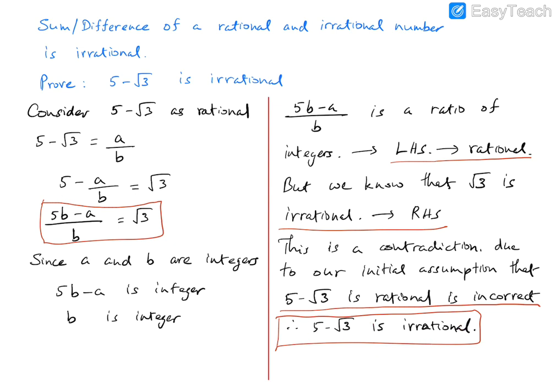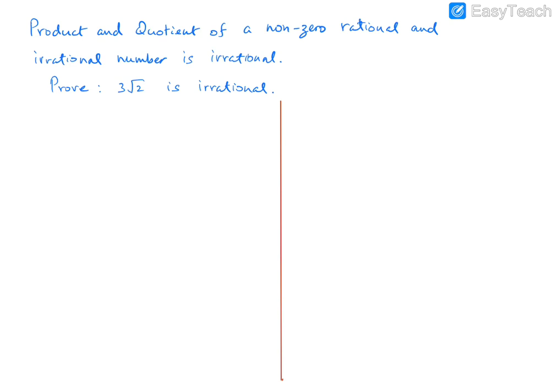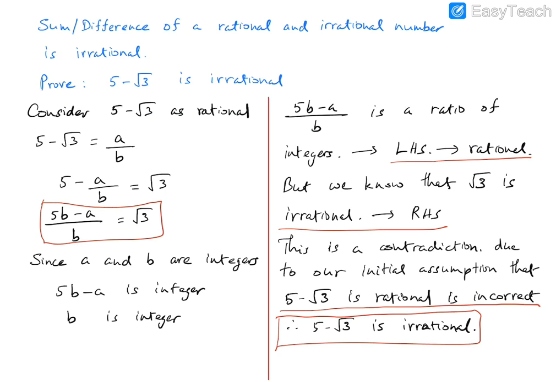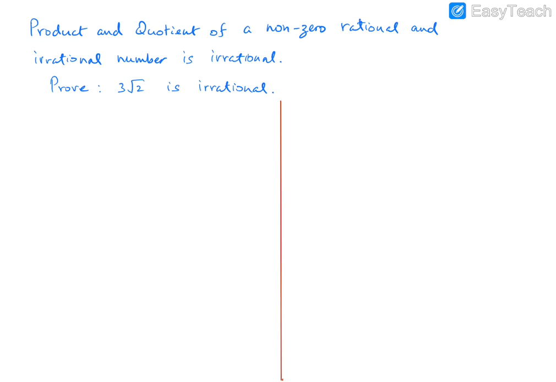Okay, so let's go ahead and see some more examples. Just as we have seen that the sum or difference of a rational number with an irrational number is irrational, another thing we have seen in class 9 is that the product and quotient of a non-zero rational number and an irrational number is also irrational. So in this case, we are going to prove that the product of a rational number with an irrational number is irrational. 3 is a rational number and square root of 2 is an irrational number.